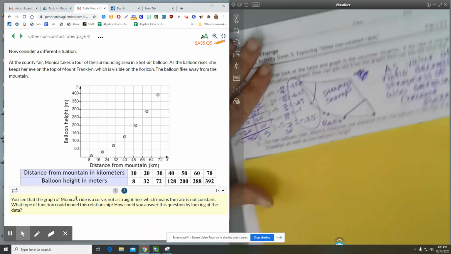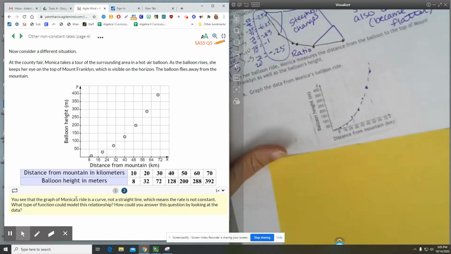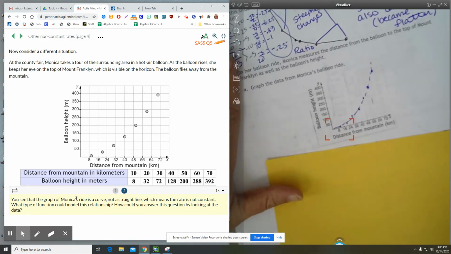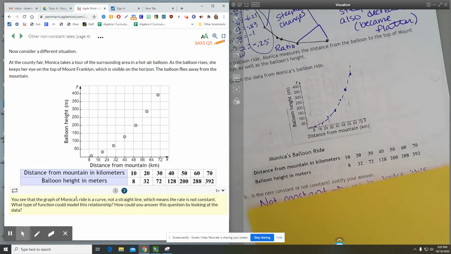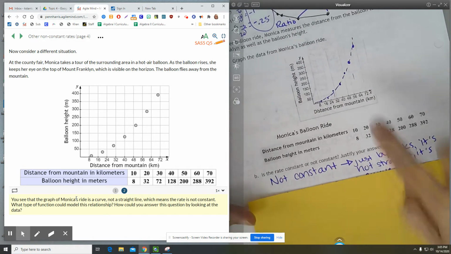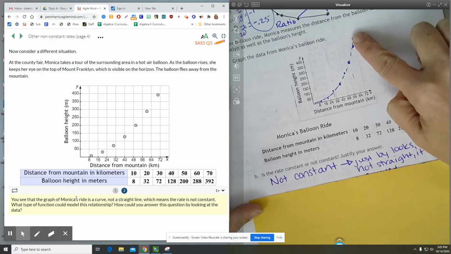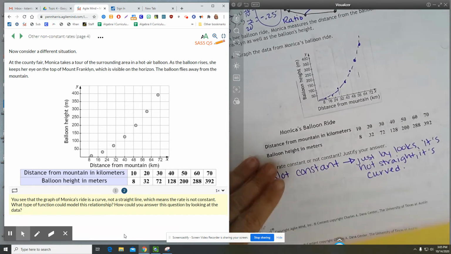So when she measures the information, we get this data. So we went ahead here and our graph matches the one that they've got on our computer screen. Okay, what are some things that we notice? Again, guys, I noticed that this is a curve. That means it's not constant. Just by the looks, it's not a straight line. It's curved, which means it is not constant.